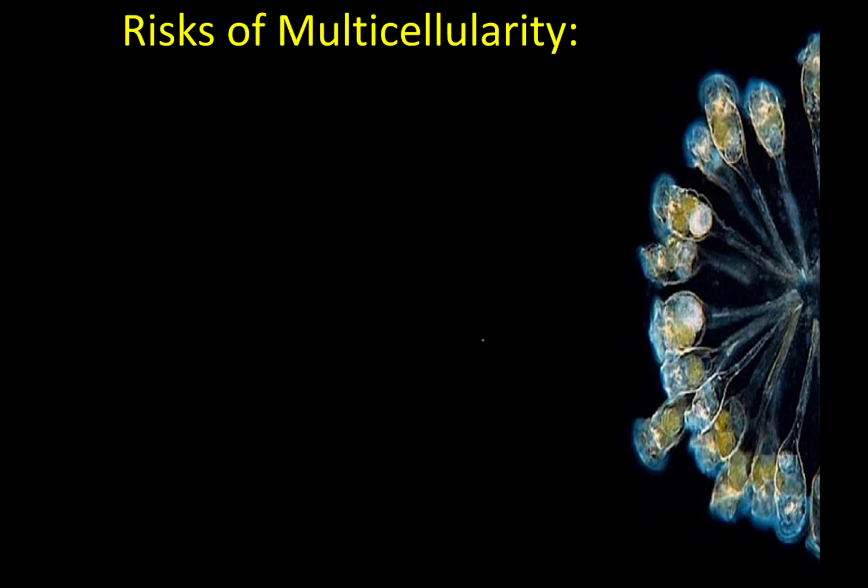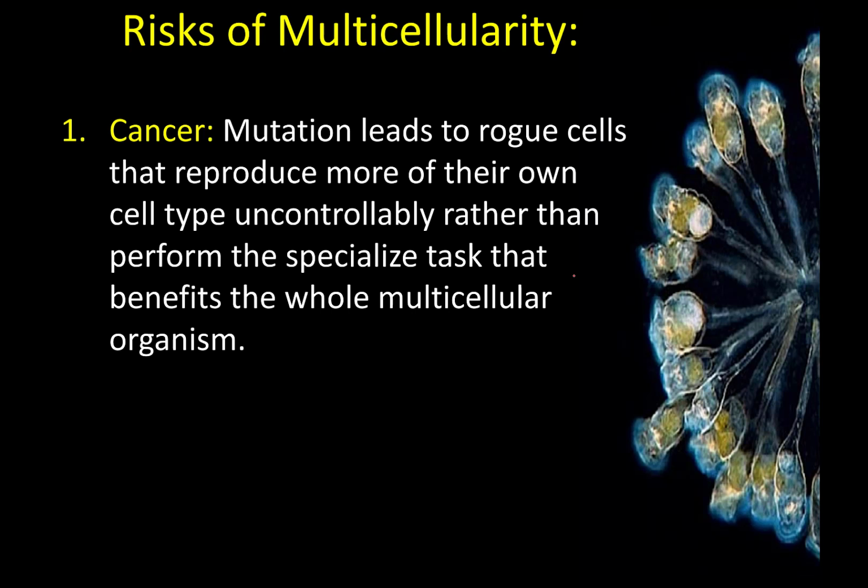However, there are risks associated with being multicellular as well. The biggest one is cancer. Mutations in DNA lead to rogue cells that do not contribute to the welfare of the whole organism any longer. They act more like they're living independently. They reproduce on their own schedule, and they use up resources to maximize their own reproduction. This results in uncontrollable cell replication, and it creates what we think of as tumors.